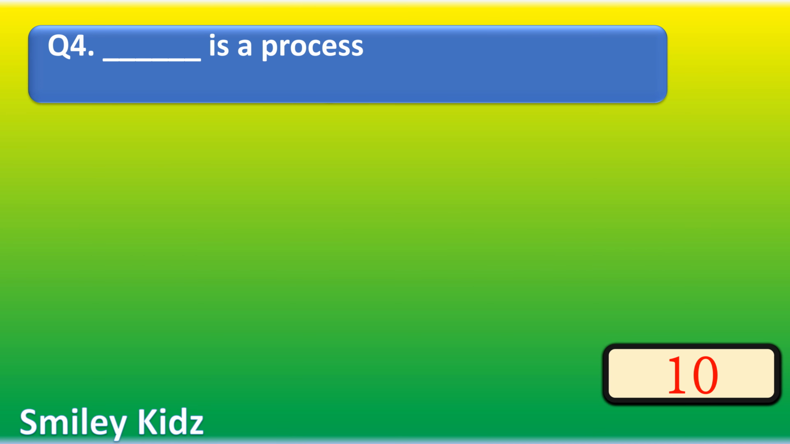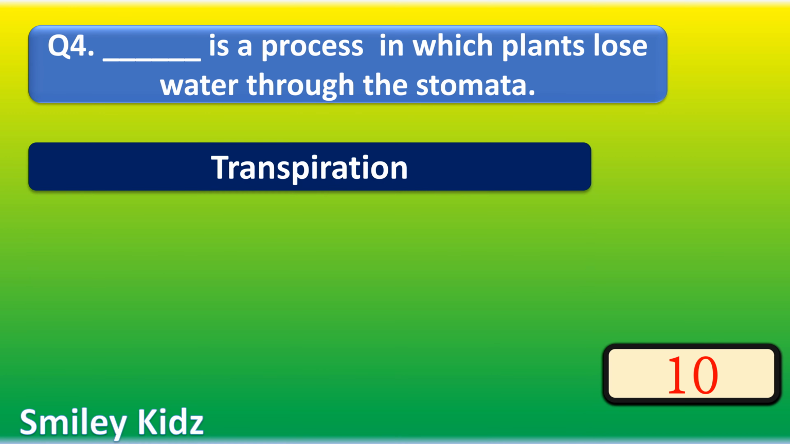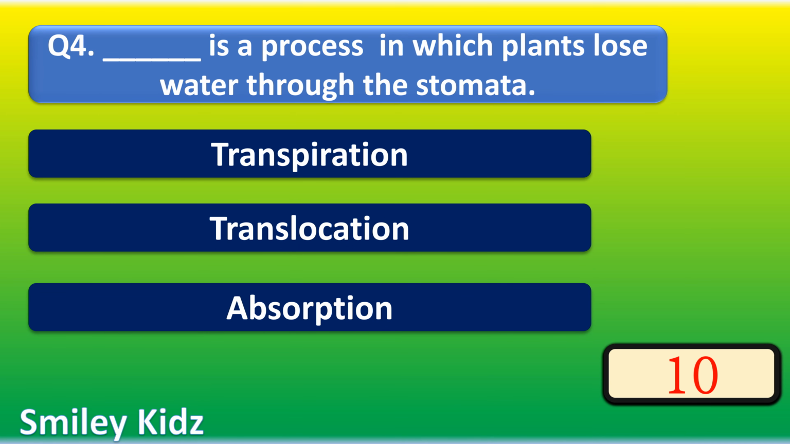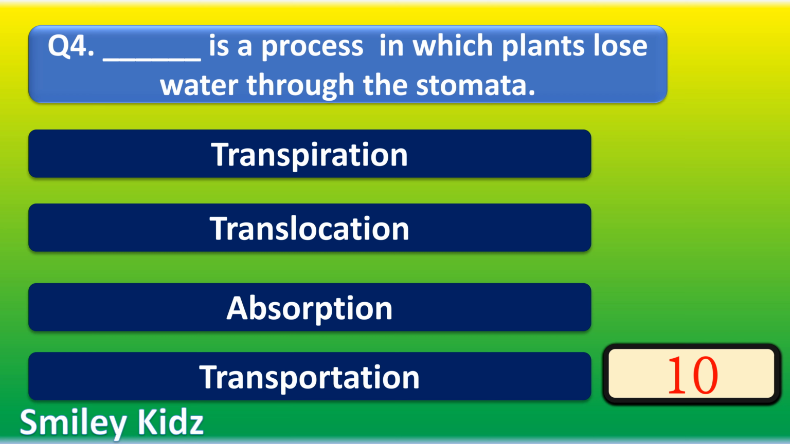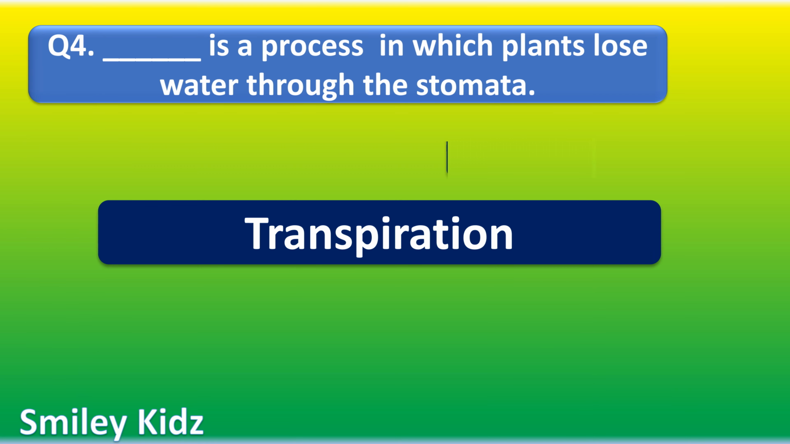Moving to question number 4. Dash is a process in which plants lose water through the stomata. Option A transpiration, option B translocation, option C absorption and option D transportation. Your time starts now. Your time is up. And the right answer is transpiration. Transpiration is a process in which plants lose water through the stomata.